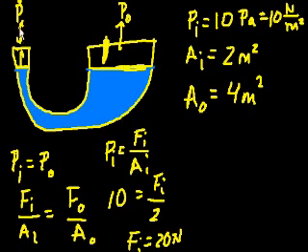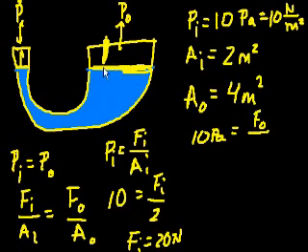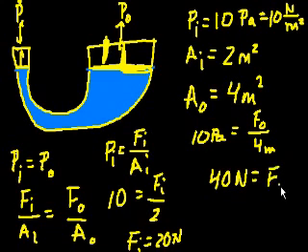Well, we know that if my input pressure was 10 pascals, my output pressure would also be 10 pascals. So I also have 10 pascals is equal to my output force over my output cross-sectional area. So I'll have a piston here, and it goes up like that. And so that's 4 meters. So I do 4 times 10. So I get 40 newtons is equal to my output force.